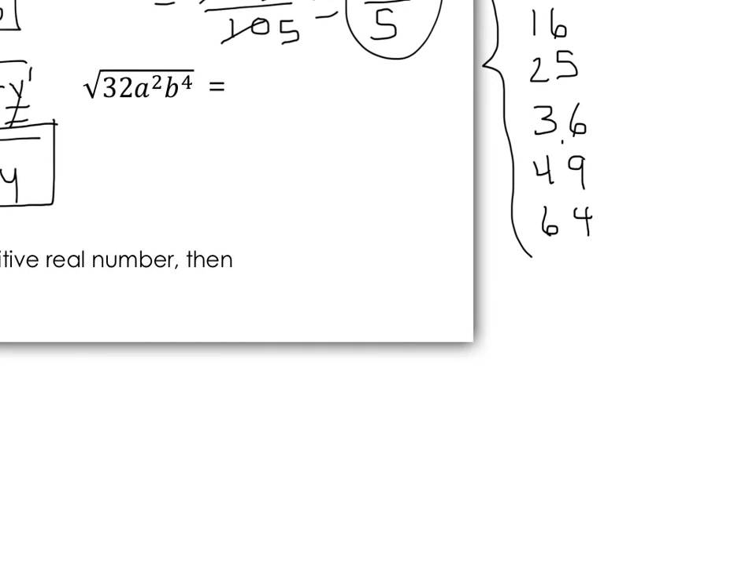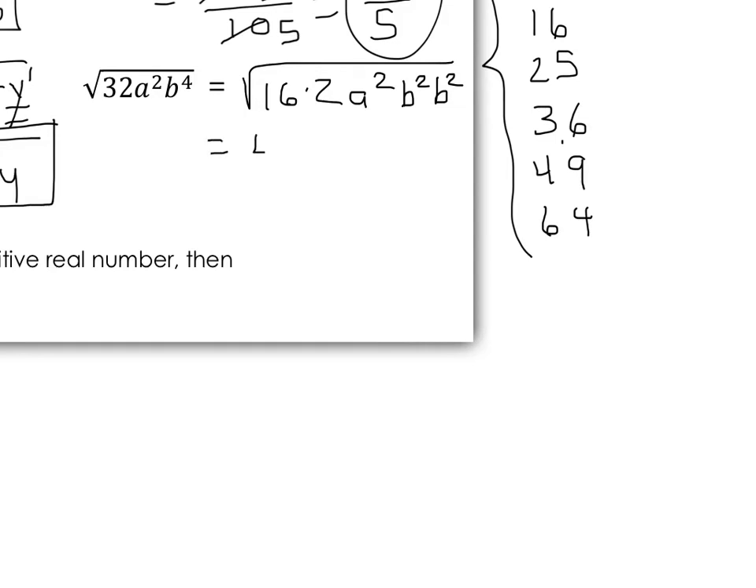32a squared b to the 4th. 32 is 16 times 2. A squared I can handle. What about b to the 4th? Can I think of that as b squared times b squared? Yeah.